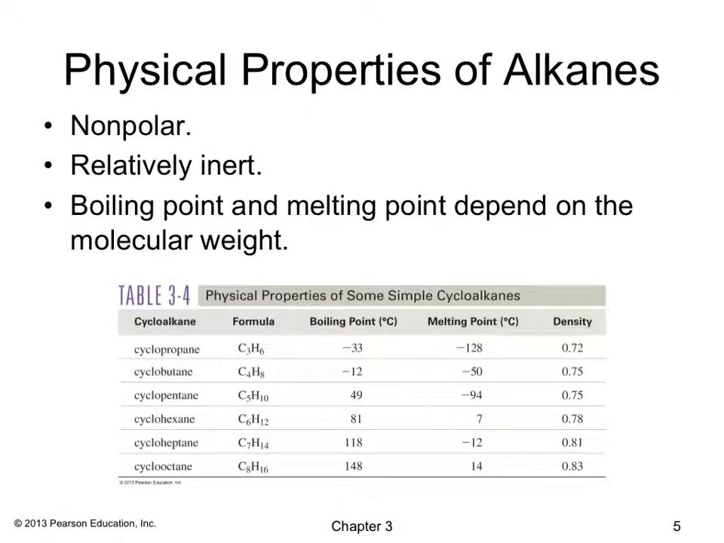In terms of physical properties of alkanes, they're nonpolar, relatively inert, and their boiling point and melting point depend on the molecular weights. In general, as you go from low to high molecular weight, you're increasing the boiling point as well as the melting point in general. So there are some exceptions.